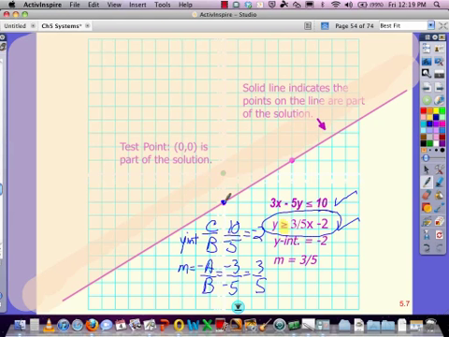So up 3, 1, 2, 3, over 1, 2, 3, 4, 5. There's our second point. Up 3 and over 5 again, there's our next point. We would draw our line. This time, though, it would be a solid line because we have an or equal to. And from there, you have to use the inequality from slope-intercept form.